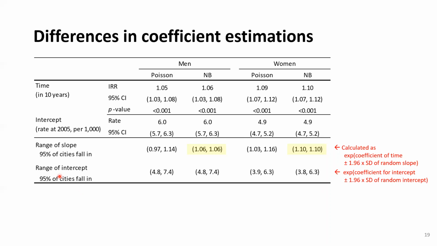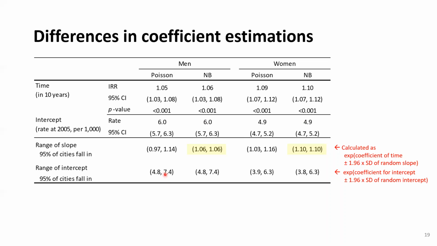So this confidence interval shows the accuracy of this estimate. This confidence interval shows the accuracy of the estimated overall mean. And this one shows how the rate in 2005 varies across cities.